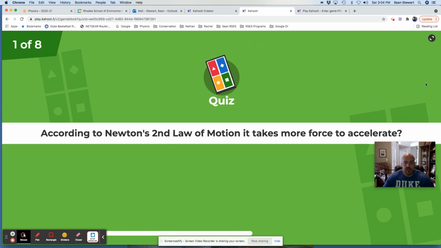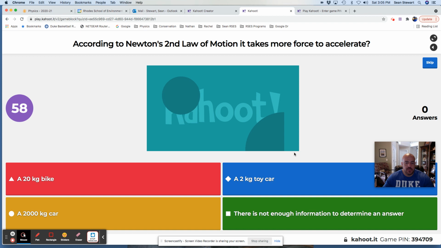According to Newton's second law of motion, it takes more force to accelerate what? Which of these objects would it take more force to make go fast? Go ahead and press pause while you think.